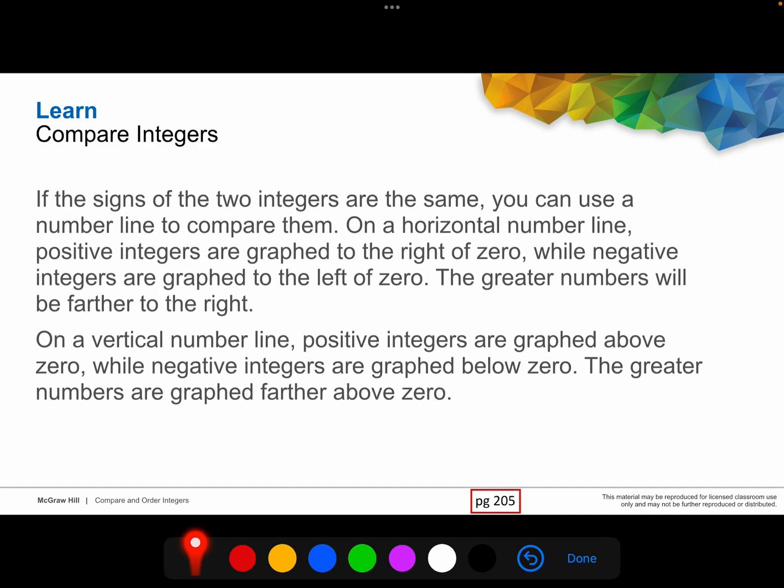Alright. So if the signs of two integers are the same, we now will use a number line to compare them. On the horizontal number line, we know positive integers are graphed to the right of 0 and negative to the left of 0. So greater numbers will be farther to the right. Whereas on a vertical number line, positive integers are graphed above 0 and negative integers are graphed below 0. And again, greater numbers are graphed farther above 0.